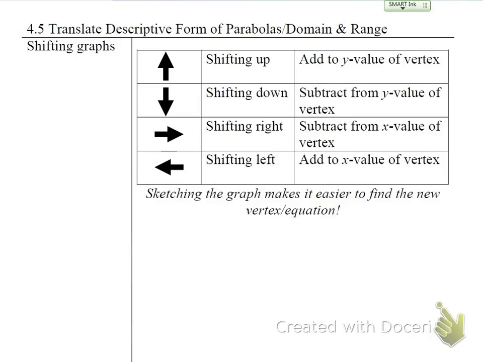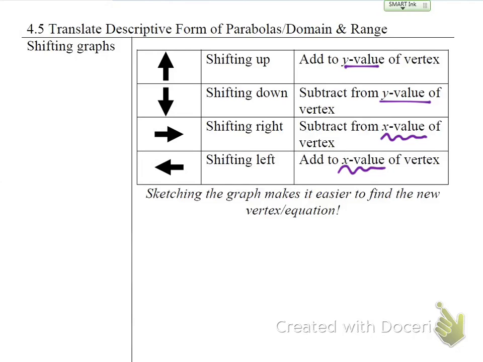If you are shifting your graph up, that is the y-axis, so you are going to be adding to the y value of the vertex. So shifting up or down is the y value. So if you're shifting down, you subtract. When you're shifting right and left, that is the x value of the vertex.